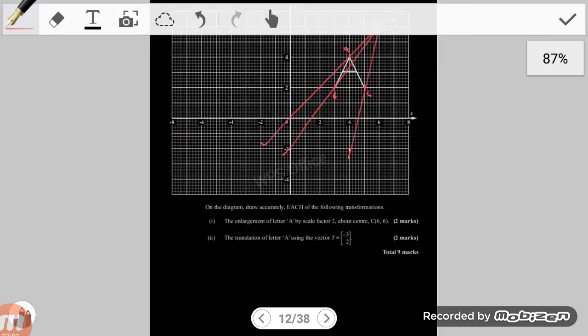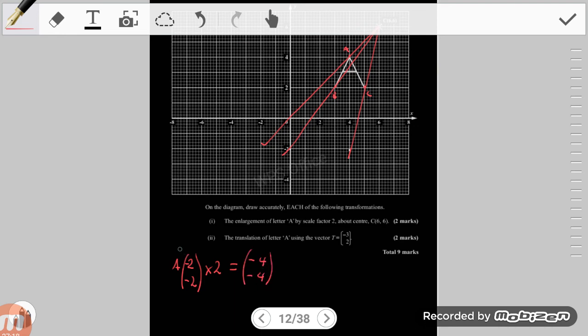So now the position that I've labeled A is going to be -2, -2, that's going to be multiplied by 2, so that's going to be -4, -4. So that's the position of A prime. Let's just write the calculation a bit better. A prime or A dash is going to be equal to A multiplied by the scale factor. So that's going to be equal to -2, -2 multiplied by 2. So that's going to be equal to -4, -4.